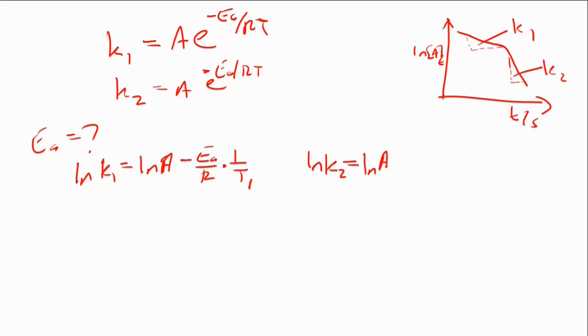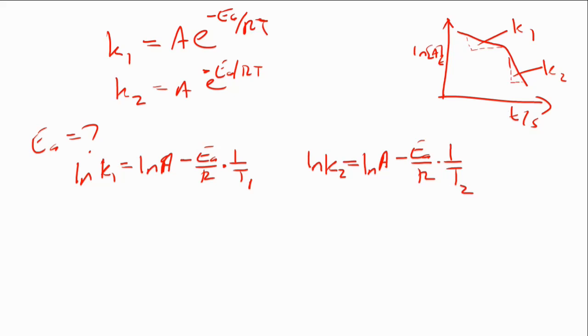The thing is, I'm not going to label the pre-exponential factors A1 and A2, because if the temperatures don't change significantly, that is, if there's not a large change in the temperature, then the pre-exponential factors will not change significantly. Okay? So minus Ea over R, right? Times 1 over T2.